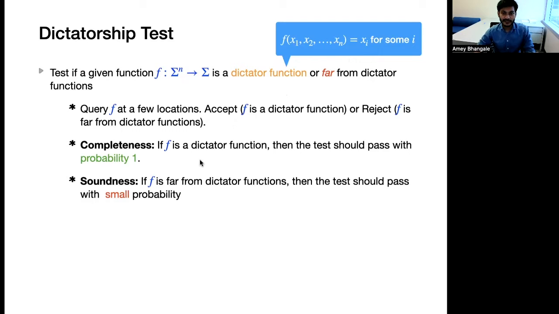Now, in this test, we are allowed to query f at a few locations, and based on the values at these locations, decide if f is a dictator function or far from dictator functions. And if f is a dictator function, then we want the test to accept it with probability 1. And if f is far from dictator functions, then the test should accept it with small probability.